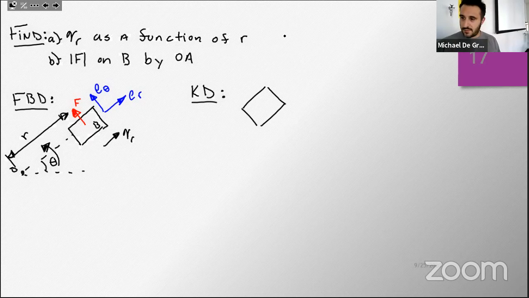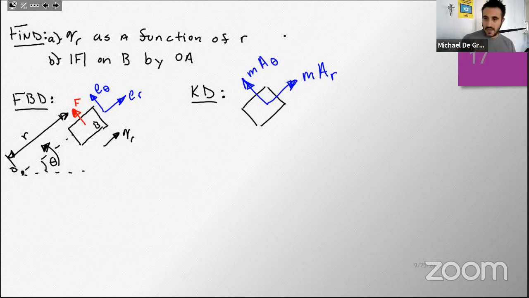So what am I going to have? Well, I'm not sure which direction this is going to move. I'm pretty sure. But I'll write it like that, my KD. And these are equal. Alrighty.